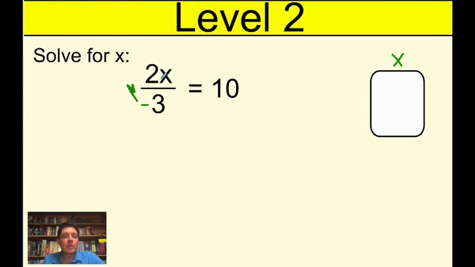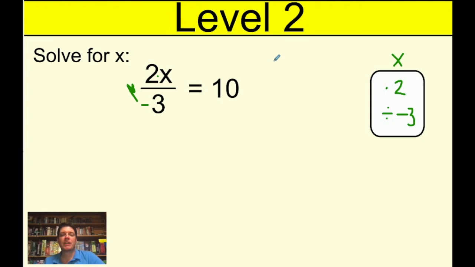Now, we're going to read this starting with x. We're going to say the operations we see happening, and we're going to write them as we go. So remember, anytime there's a number and a letter together, that's invisible multiplication. Starting with the x, it's going to be x times 2. Then this line means to divide. So x times 2 divided by negative 3.